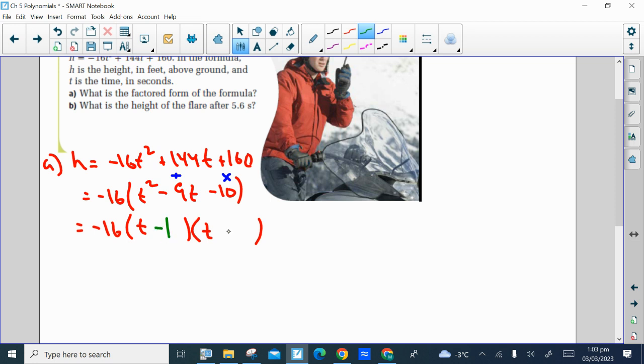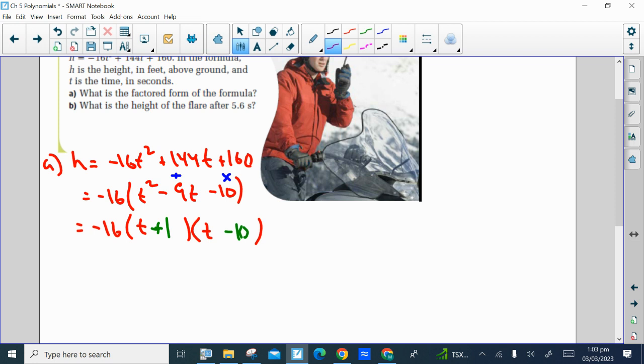So if you multiply a negative times a negative, what do you get? So they both can't be negative. Only one of them can be negative. And because they add to get a negative 9, the bigger number must be the negative one. Because they have to add to get negative 9. So there's the factored form.